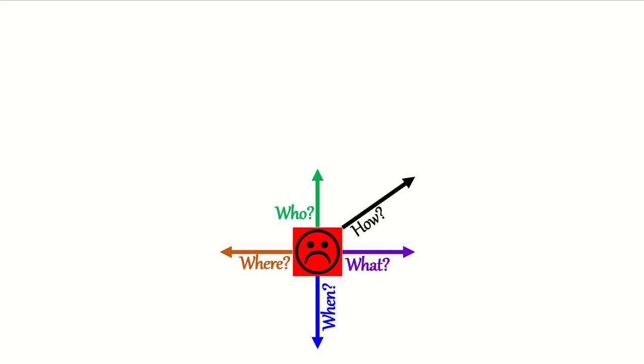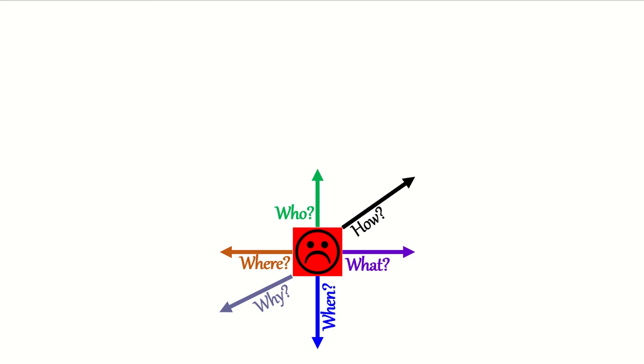How? How big do you think the problem is? How do you know it's even a problem? And how does the problem become apparent? Meaning, what are the effects of the problem? And why? Why does the problem occur?